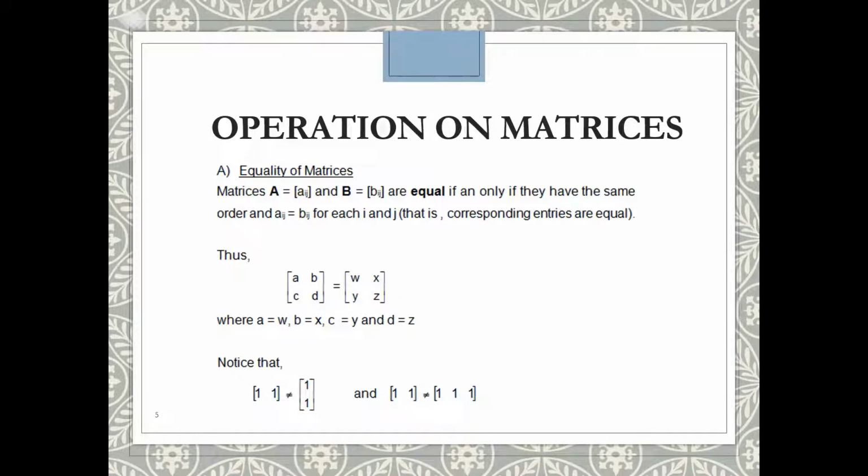Two matrices A and B are said to be equal if and only if they have the same order and Aij is equal to Bij for each i and j. For example, given two matrices with the same order or size, for example 2 by 2 matrices, if these two matrices are equal, that means the corresponding element inside both matrices should be the same. A equal to W, B equal to X, C equal to Y, and D equal to Z. Take note that the two matrices are not equal if they got different size.